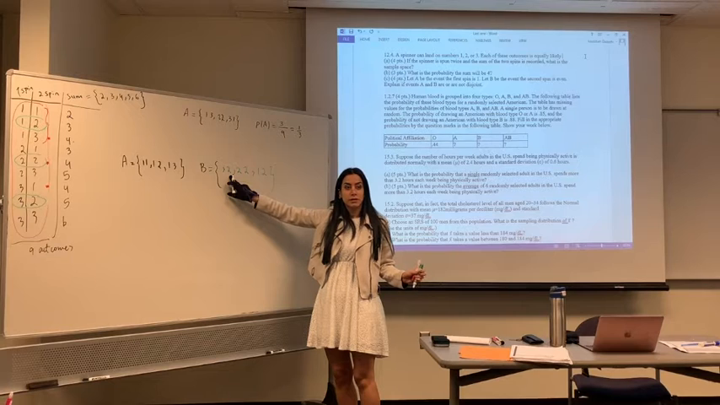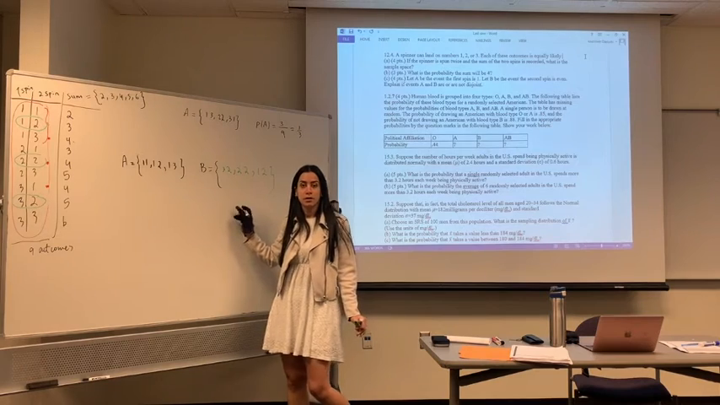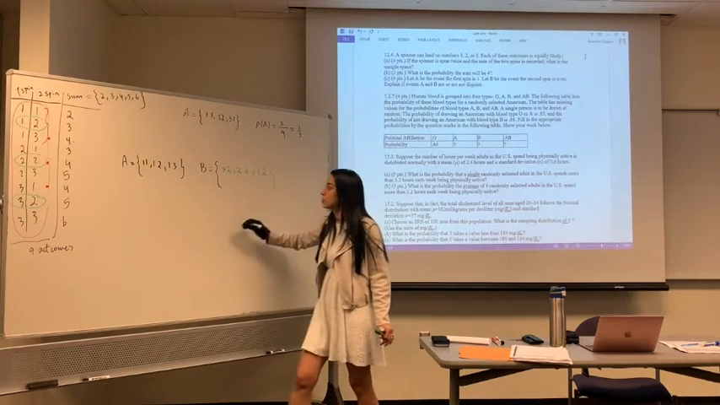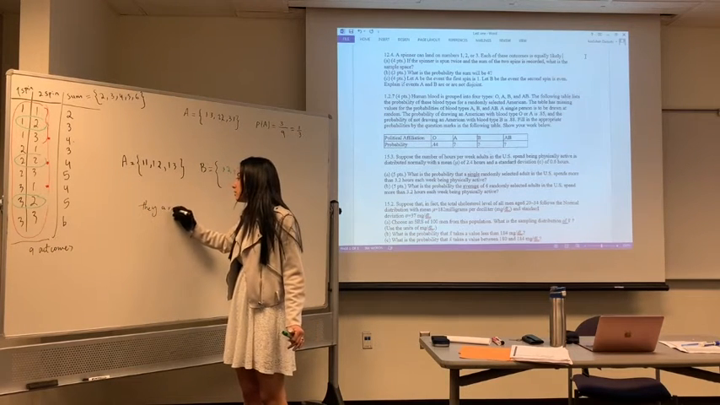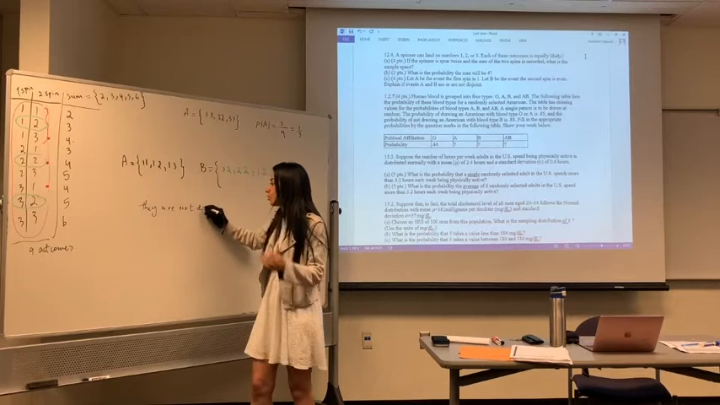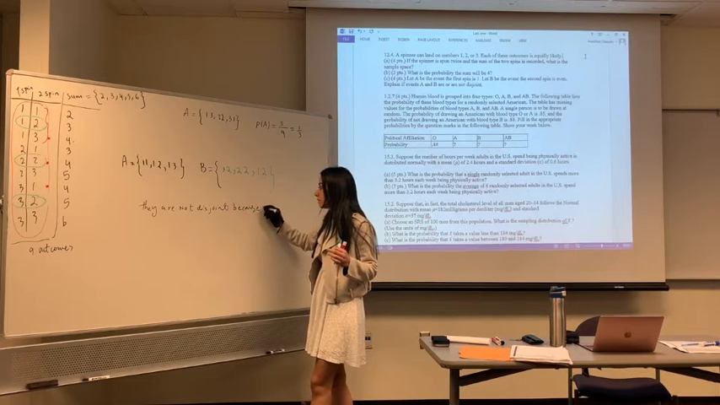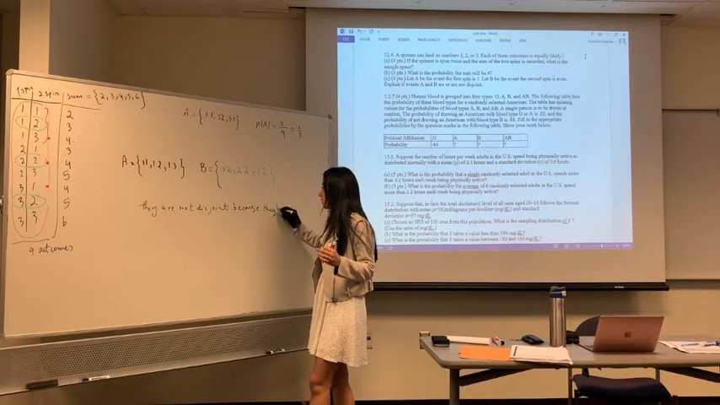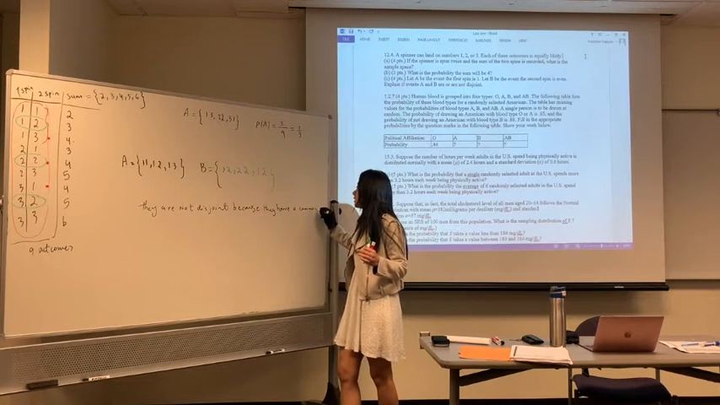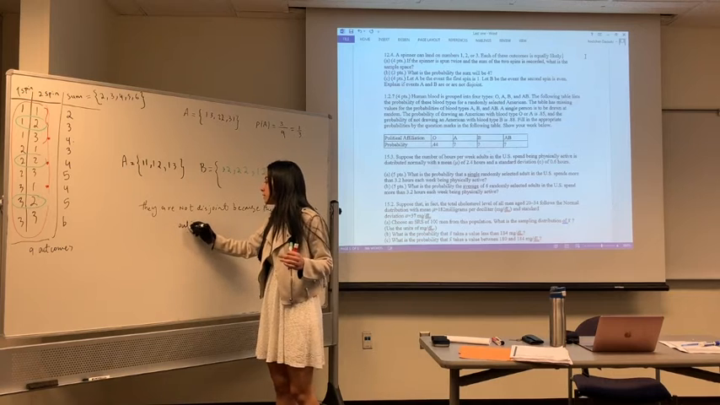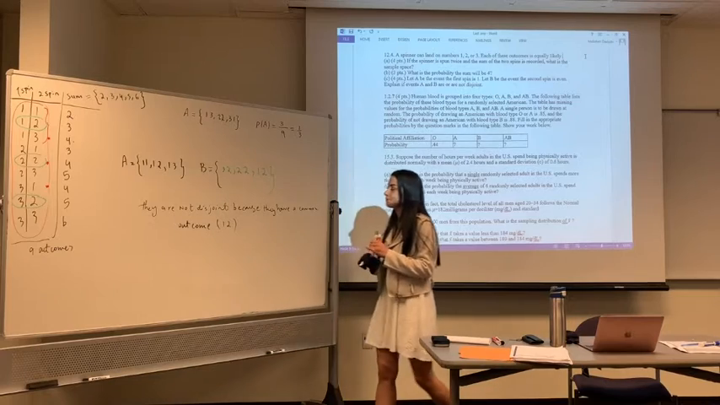Now, is there any common outcome between A and B? What is that? 1,2. So are they disjoint or not disjoint? Not disjoint, because they have exactly one common outcome, which is 1,2. That's it.